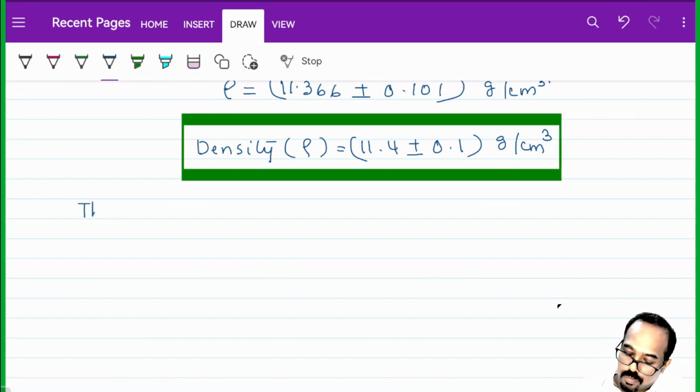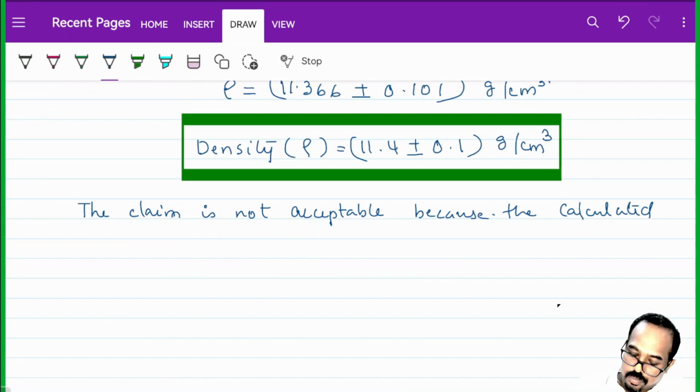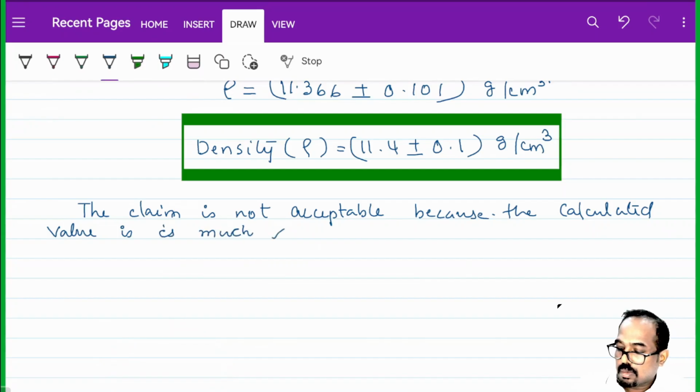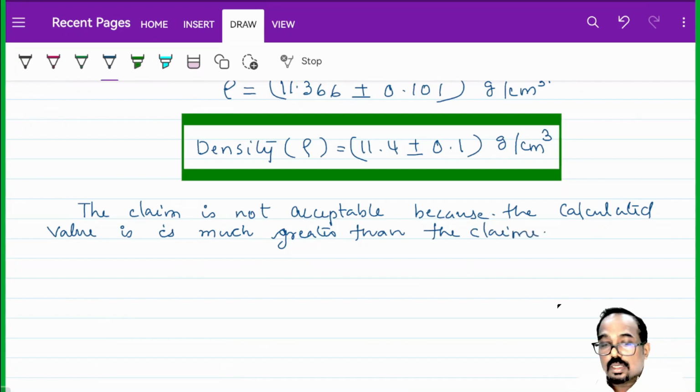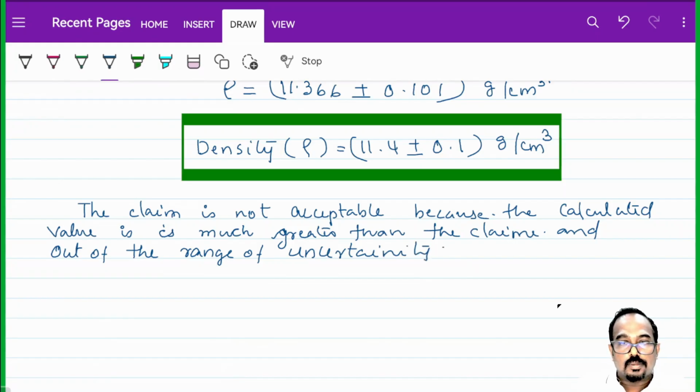So the claim is not acceptable because the calculated value is much greater than the claim, and out of the range of uncertainty. Okay, understood?